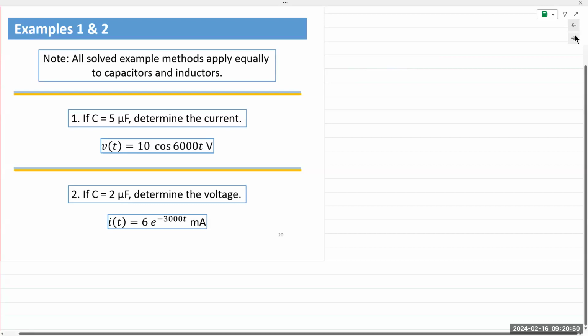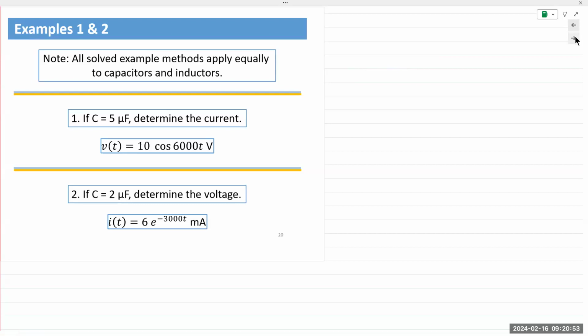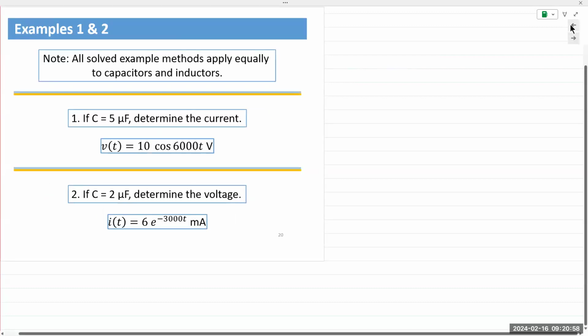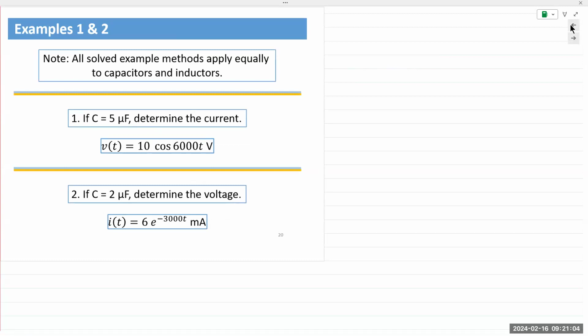So I have 4 examples in these slides. 1 and 2 are rather straightforward. I want to first finish off 3 and 4, and then I will come back to 1 and 2 if I have time. Otherwise, I will post them online. But they're rather straightforward. And the most important point about these 4 examples: every single example references a capacitor, but the examples work exactly the same if it was an inductor. Hence, I have a very important note up here.